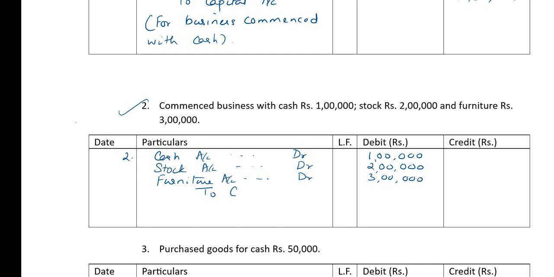The capital increases. Therefore, we need to credit capital account with the total of the cash, stock and furniture. So, we credit capital with 6 lakh rupees. Narration: for business commenced with cash, stock and furniture.